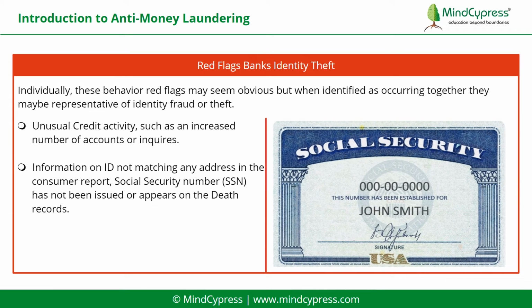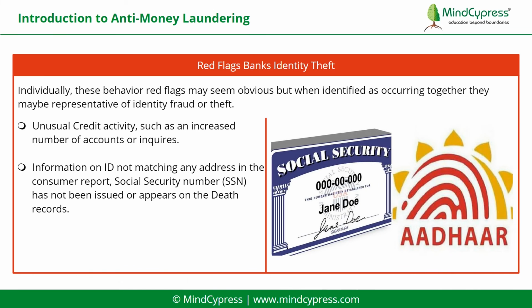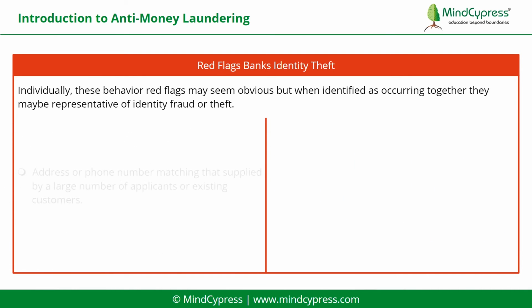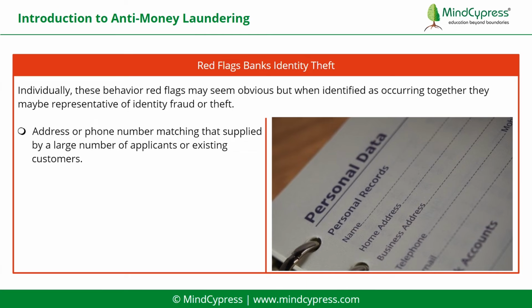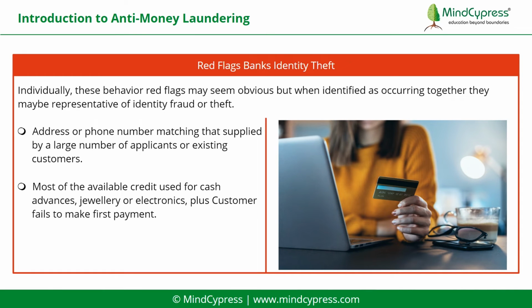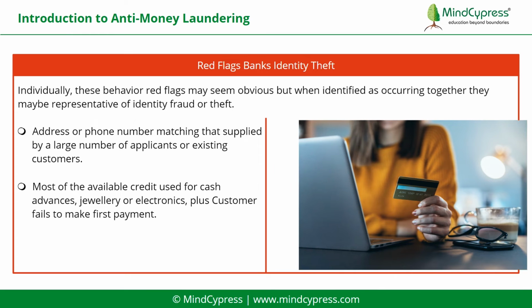Information on ID not matching any address in the consumer report. Social Security number, SSN, has not been issued or appears on the death records. ID number, SSN, Aadhaar, provided matches another person opening an account or other customers. Address or phone number matching that supplied by a large number of applicants or existing customers. Most of the available credit used for cash advances, jewelry, or electronics, plus customer fails to make first payment.